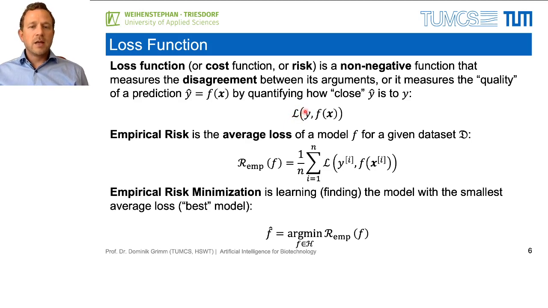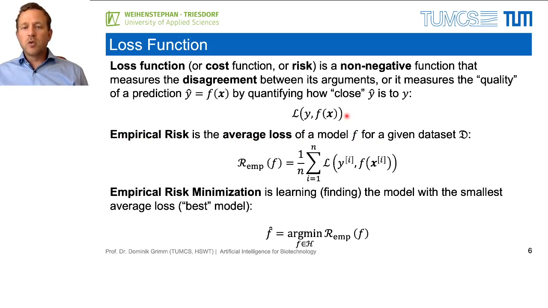That's a loss function. So here we also use the graphical letter L, and this loss function L takes two arguments. It takes the true label and it takes f of x, so the prediction, since f of x is computing the prediction of our data point for a given beta 0 and beta 1. So we can quantify with a loss function the quality or the disagreement between our prediction and our true label. The empirical risk is then the average loss of the model f for a given dataset D.